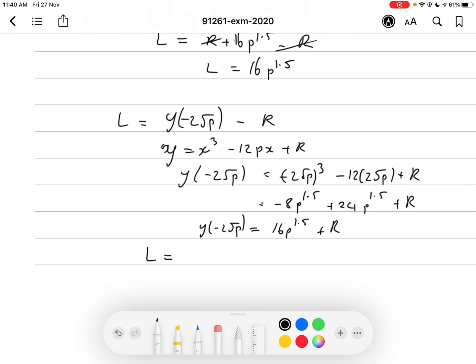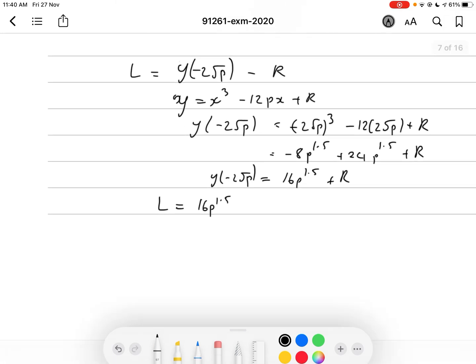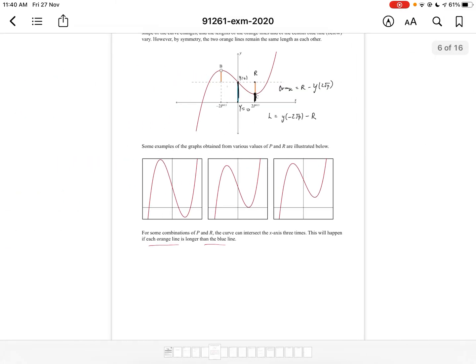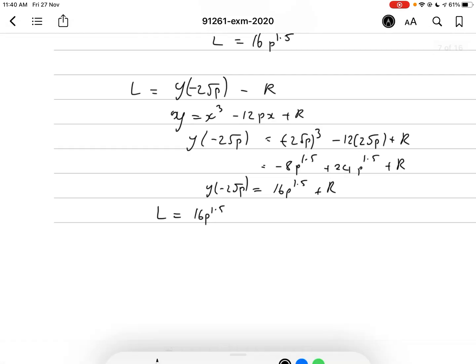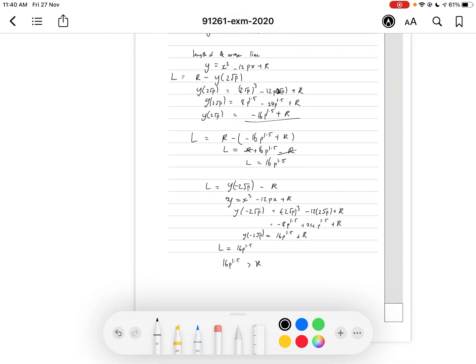And therefore our length is equal to this whole thing minus r, which is 16p to the power 1.5. As you can see here, these two lengths are the exact same, which is exactly what the question said, that the length of the orange lines on both sides of the cubic are the same. Now the question said that the orange lines are longer than the blue line, so therefore 16p to the power 1.5 is greater than r, which was the length of the blue line.